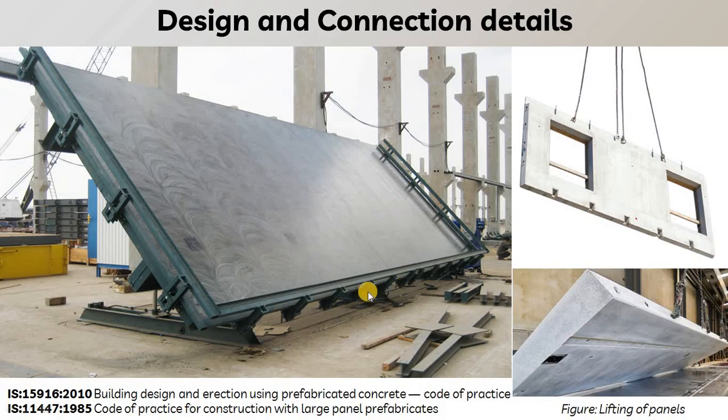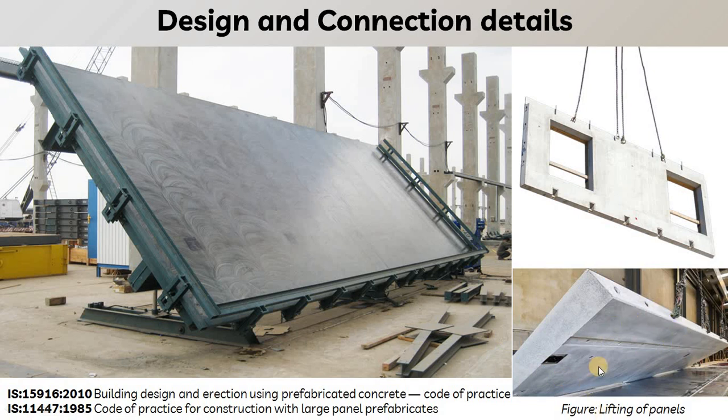Here we have IS 15916:2010, which covers building design and erection using prefabricated construction. It gives the whole process of how these precast elements are designed and how their erection is carried out. We also have another code, IS 11447:1985, which is the code of practice for construction with large panel prefabrications.